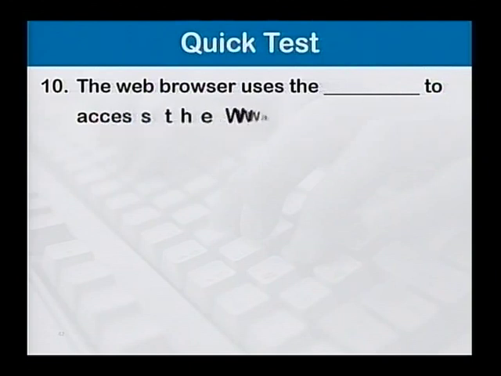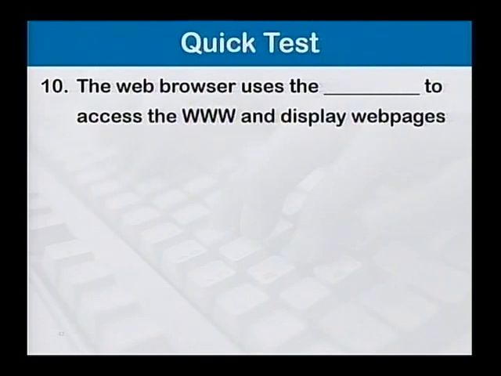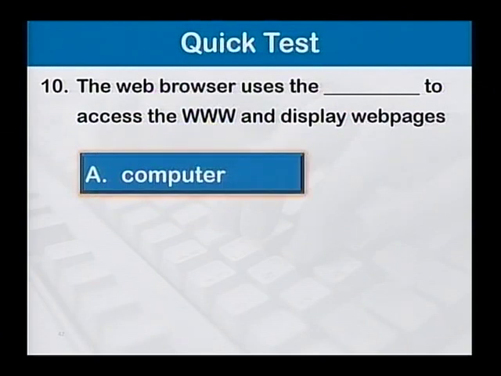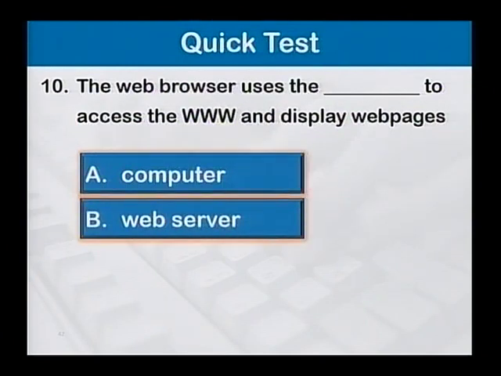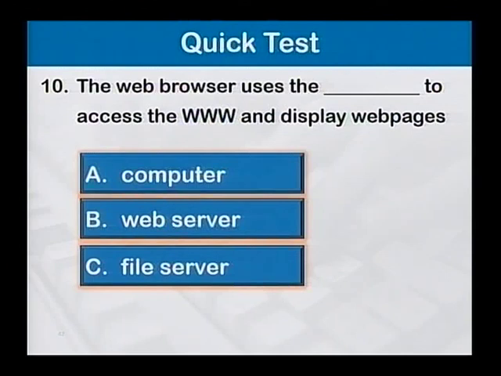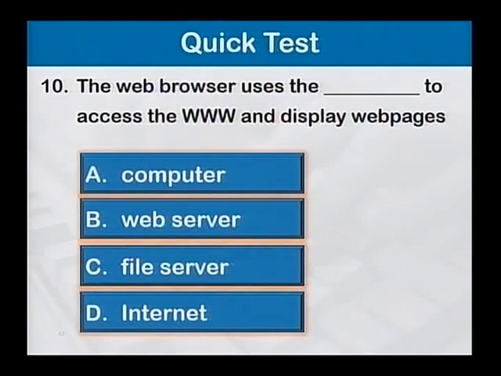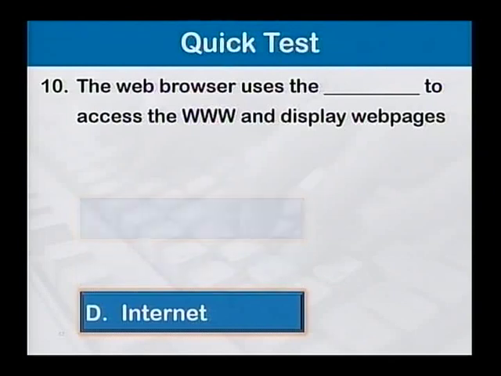Last question now, question 10. The web browser uses the blank to access the www and display web pages. A. Computer, B. Web server, C. File server, or D. Internet. The correct answer is D, the internet, which connects web servers, which store all the contents of the websites and web pages.